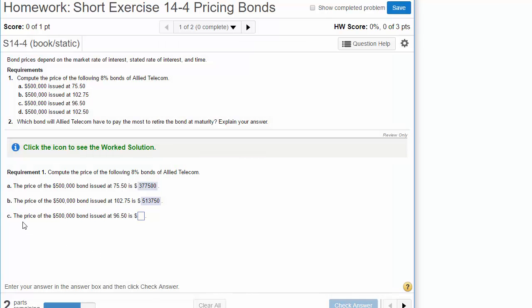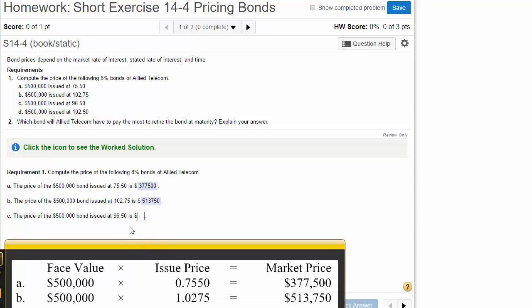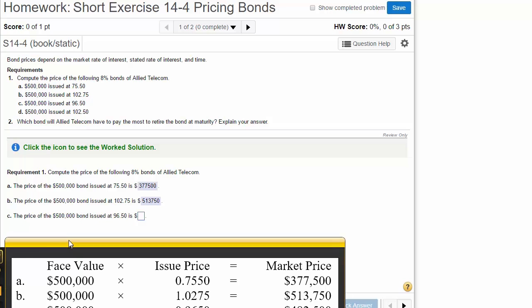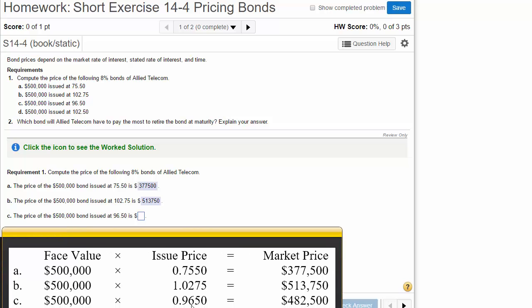Scenario C, the price of the $500,000 bonds that were issued is 96.5. That means people pay 96.5% of the maturity value. And since we are the company doing the issuance, we're going to issue all of them at once. We don't do the journal transactions per bond. We do them for the lump sum of bonds that we sold. So for C, we've got 500,000 times 96.5%, which is 0.965, giving us 482,500.